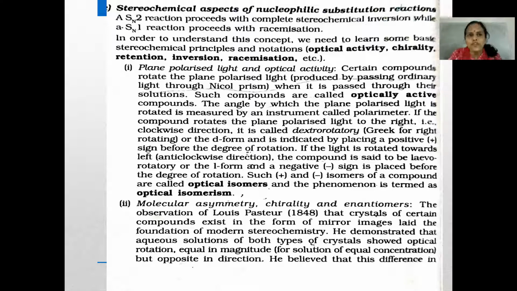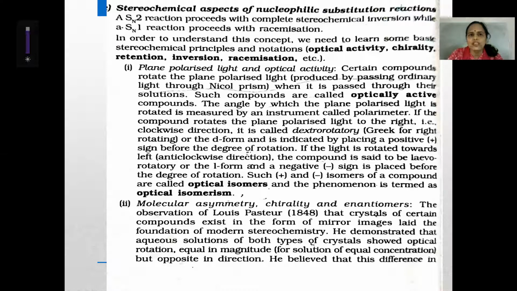To begin with, I have already stated that an SN2 reaction proceeds with complete stereochemical inversion. There I said we get inverted configuration products in the SN2 mechanism. An SN1 reaction proceeds via racemization. That is, the products that are formed there are racemic mixture products. That was what I dealt with.